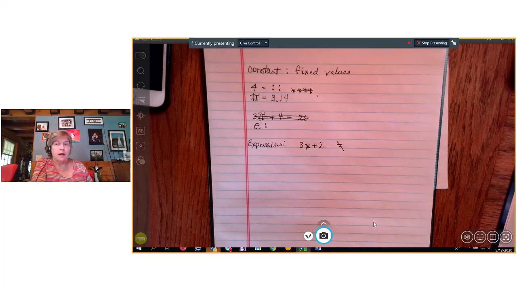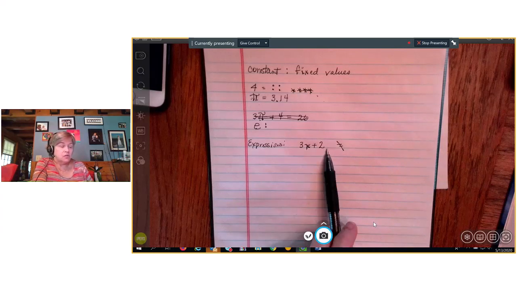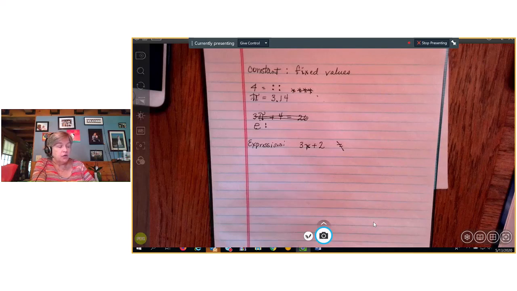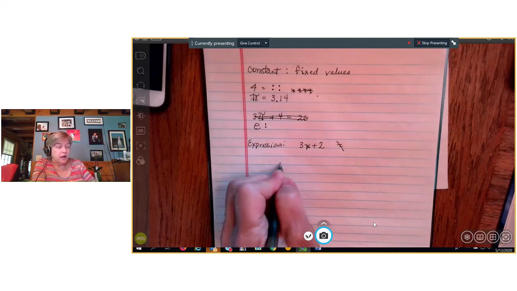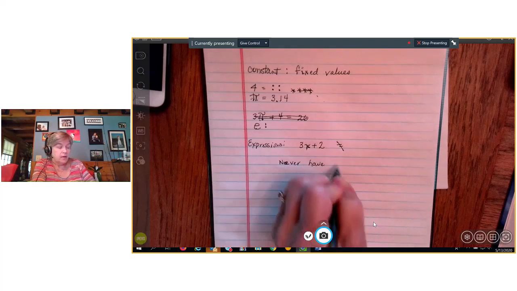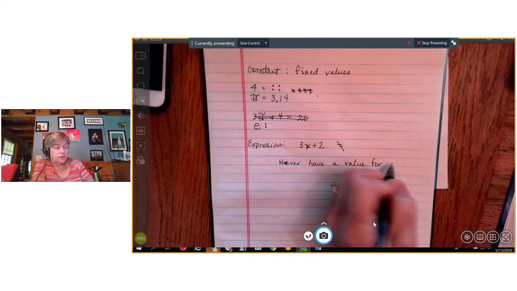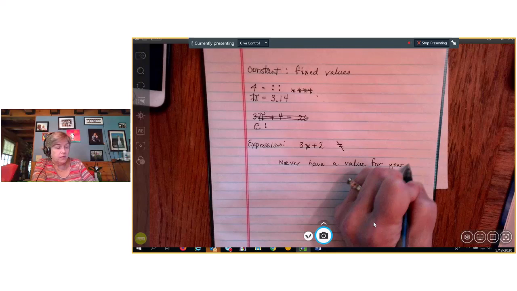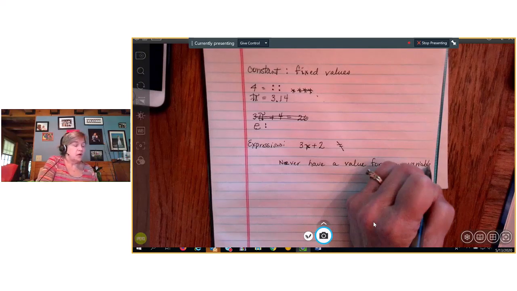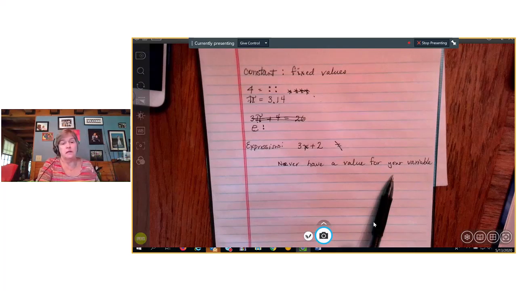So if I'm working out a problem and I say find the expression, then my answer is going to be this. So when you have an expression, you'll never have a value for your variable. It will always be in this expression.